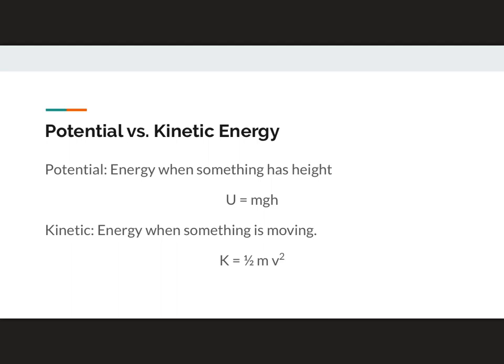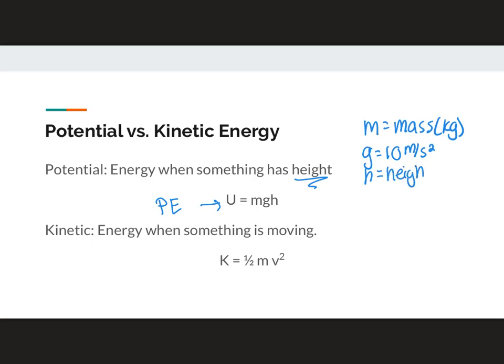Potential energy is the energy when something has height. Okay, so this U also stands for potential energy. So I sometimes will write PE, but U is more of the generally accepted way to write potential energy. And to get this equation, we have M, which is mass. And as a reminder, this is in kilograms. We have gravity, and we're just going to round for this to 10 meters per second squared. And then our height is in meters. Cool. All we do is multiply them together. It's a pretty straightforward equation.